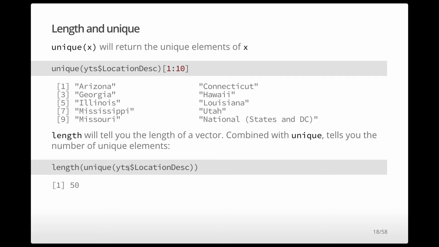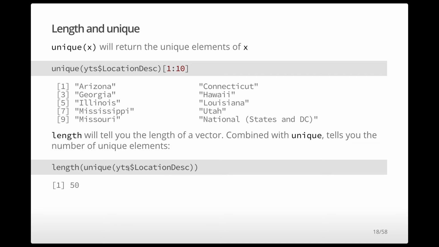So here, we're looking at the Youth Tobacco Survey data, and we're looking at the unique, and then we're subsetting only the first 10 to show you. You wouldn't necessarily do this in a script unless you're sorting it for some reason. But what we're showing here is that we're taking the location description from this data set, running unique on it, and showing you the first 10. So it's mostly the states, but we also see in the data set that we read in that it also has national estimates.